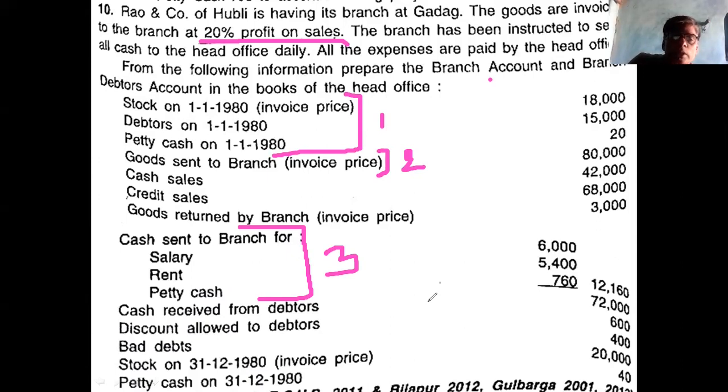Debit side three items are completed. RDD is not in the problem.